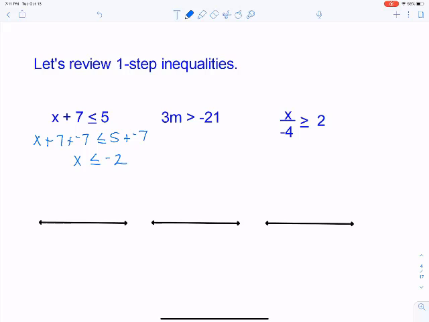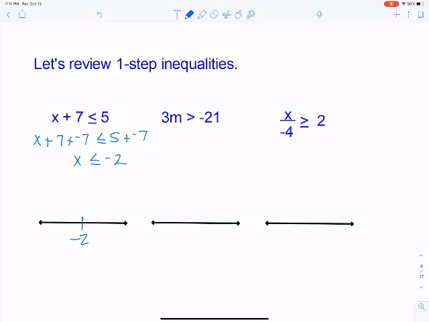Now, to check this, what you need to do is pick a value that's within the solution set to see if it works. So it says x has got to be less than or equal to negative 2. Okay, so let's graph it first, and then we'll pick a value to check it with. So we first put a tick mark down here, and we put a negative 2.